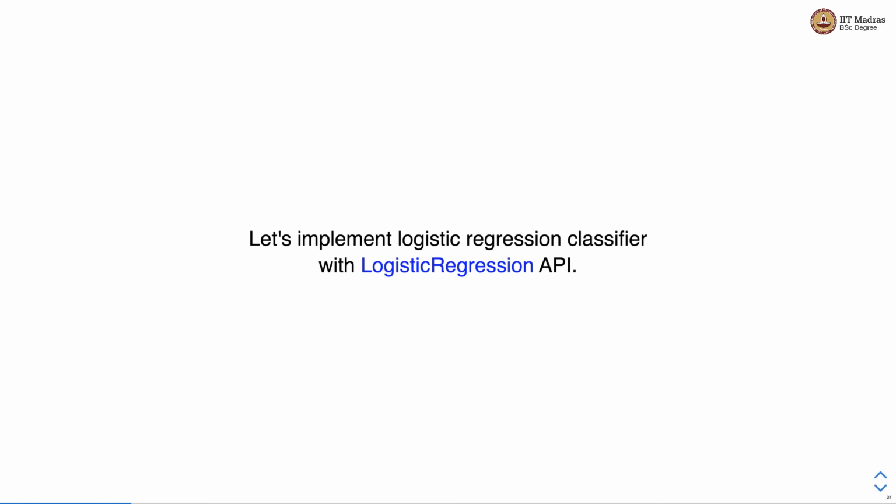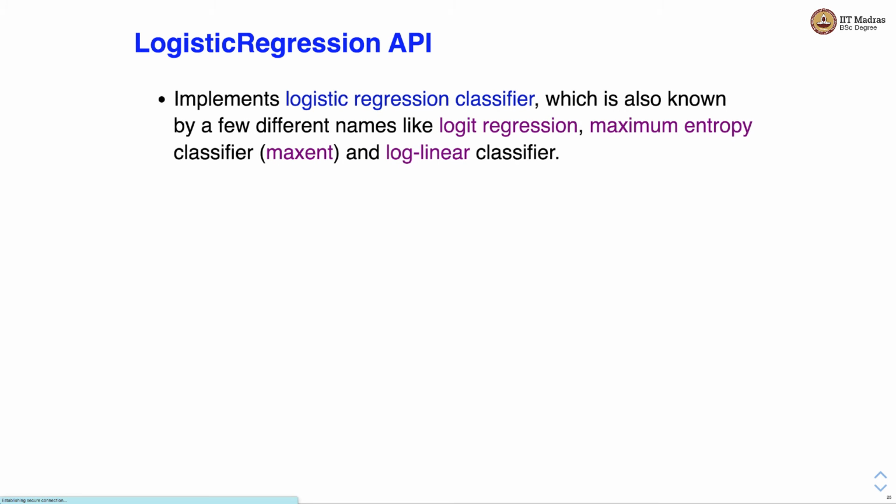Let us implement logistic regression classifier with the logistic regression API. Logistic regression API implements logistic regression classifier, and logistic regression classifier is also known by different names. There are names like logit regression, maximum entropy classifier or maxent, and log linear classifier. All of them refer to logistic regression.